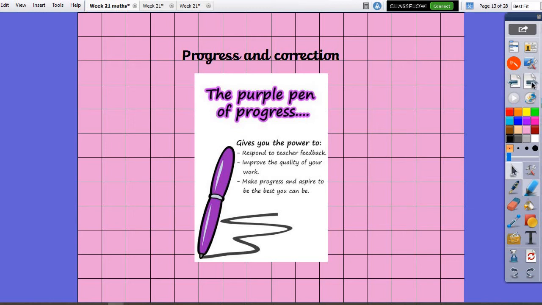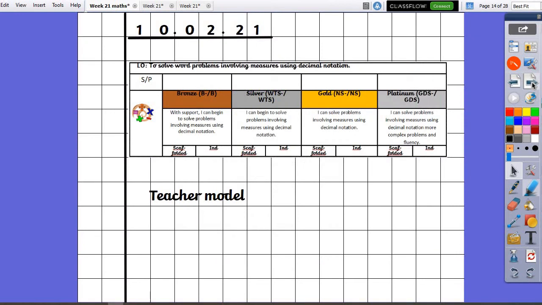Good morning, Year 5. So today we are continuing with our problem solving and applying our skills that we've been taught over the last term or so while we've been in Year 5. So we're looking at word problems using decimal notation. So what do we mean by the word decimal notation? Pause the video and just have a quick think about what you know about decimal notation.